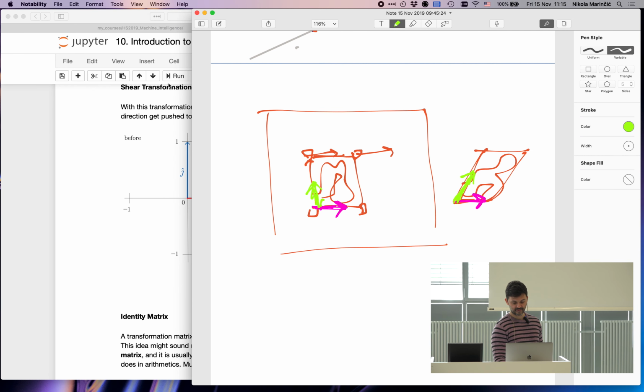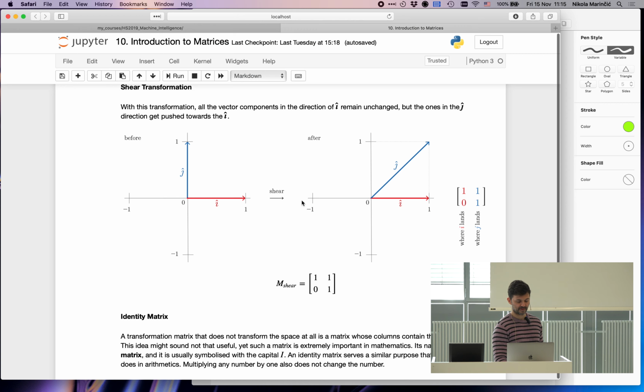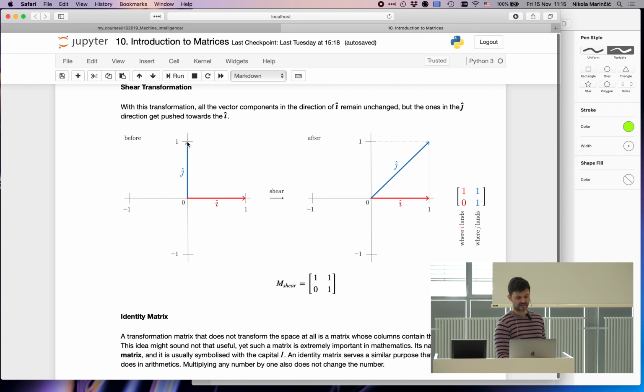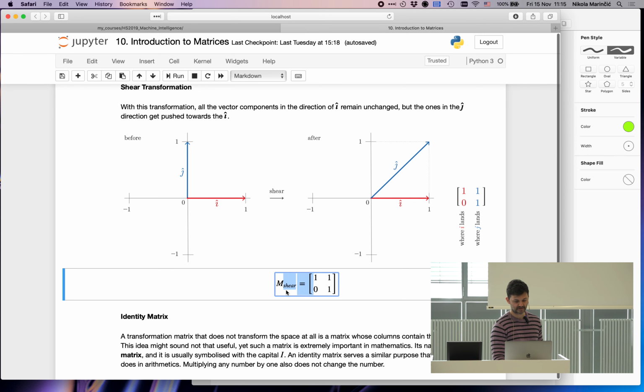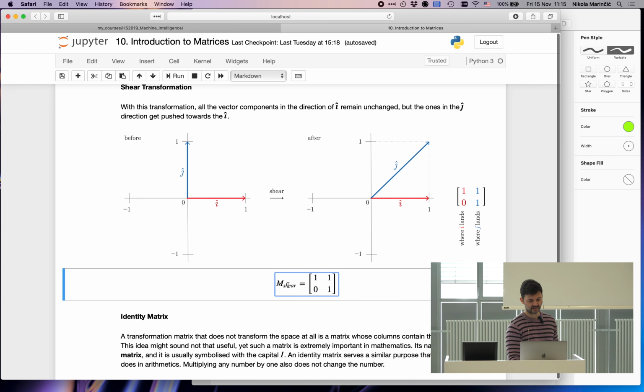Okay, then the thing that I showed you with Photoshop, this is called a shear transform, and what it does is i remains the same, but j goes here. So i remains 1, 0, but j becomes 1, 1, because it moves 1 to the right, 1 up. And then I have another matrix, another transformation of space captured here.